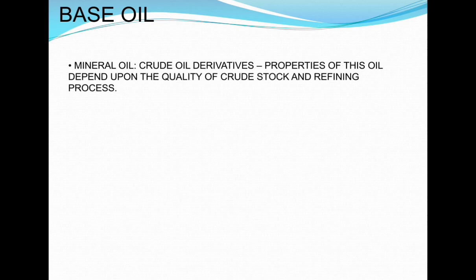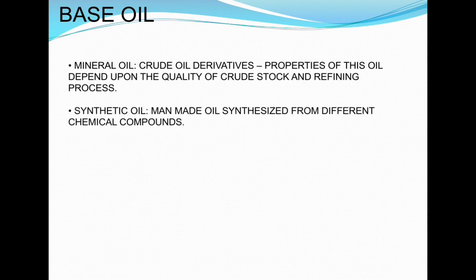And as we have already discussed, base oil is of three types. It may be mineral type, it may be vegetable type, it may be synthetic type. We will discuss it one by one. Mineral oil type base oil basically depends on the crude oil and its process of refining. Types of crude oil influence the type of mineral oil that we are using.